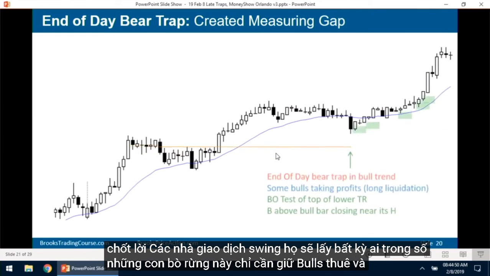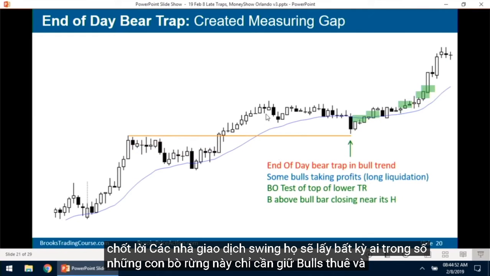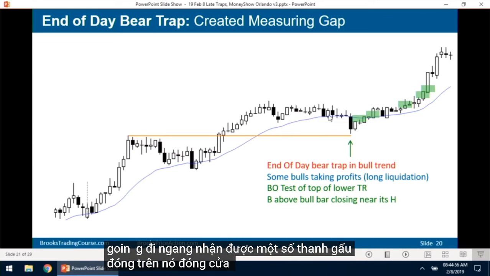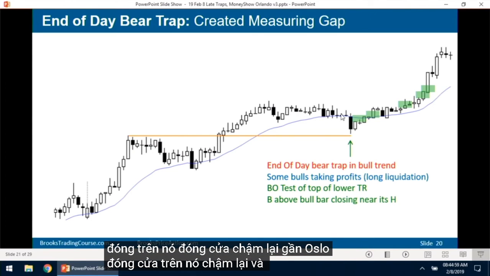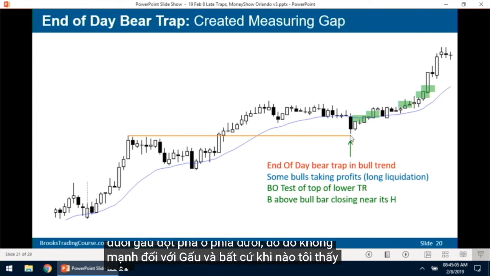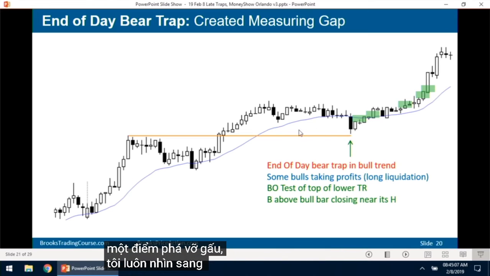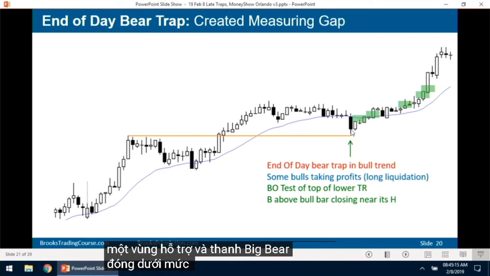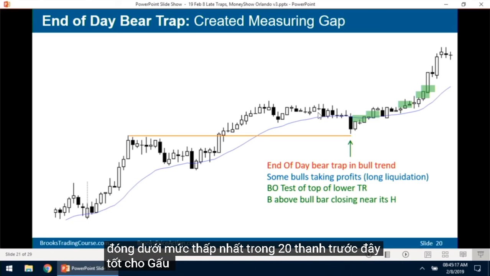Bull trend, and going sideways, getting some bear bars, closing on its low, closing near its low, closing on its low, and then a bear breakout. Tail on the bottom, so not as strong for the bears. And whenever I see a bear breakout, I'm always looking to the left. I'm looking for a possible double bottom or a test of support. Big bear bar closing below the low of the past 20 bars, good for the bears.